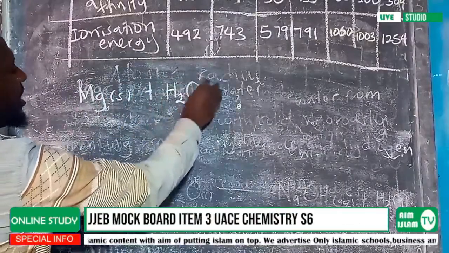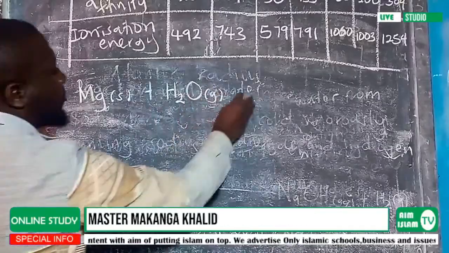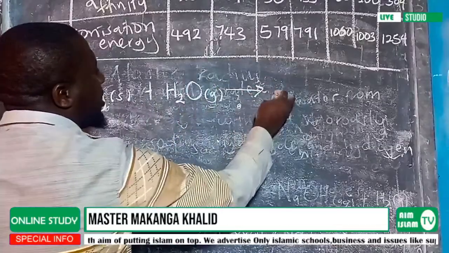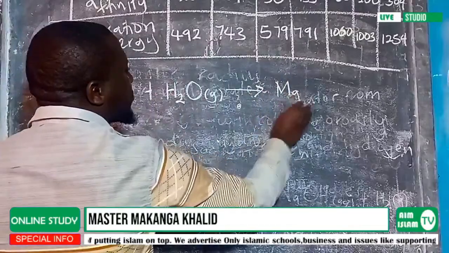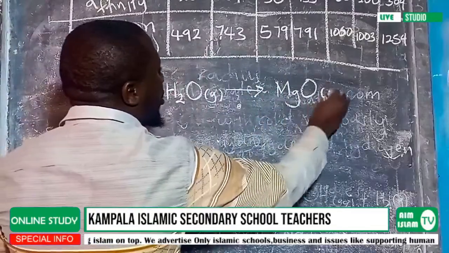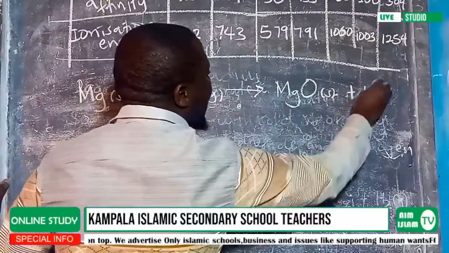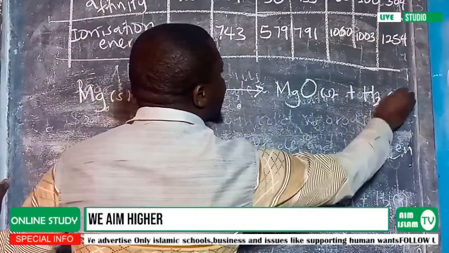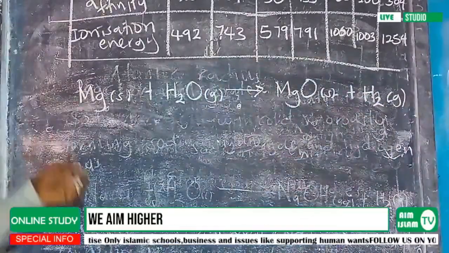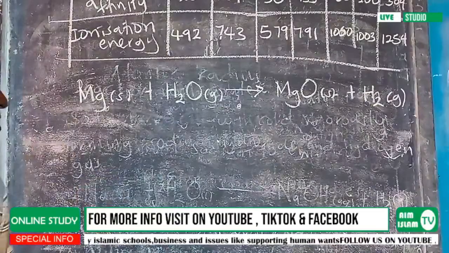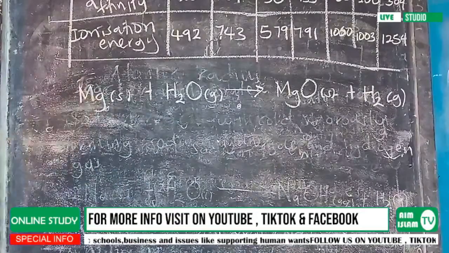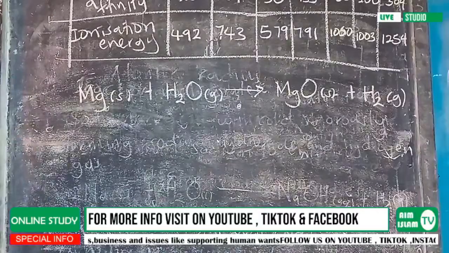Magnesium, which is a solid, reacts with steam. Steam is water in the gaseous state. That one is very important. If it is with steam, the product is what? Magnesium oxide plus hydrogen. Then the equation is like that, and I think it's a balanced equation. So then we come to the next element, that is aluminium.